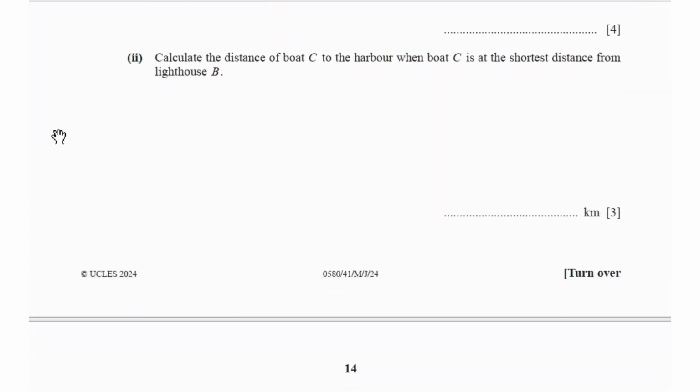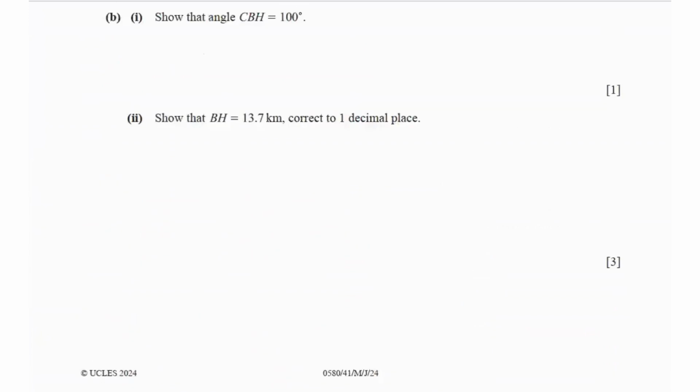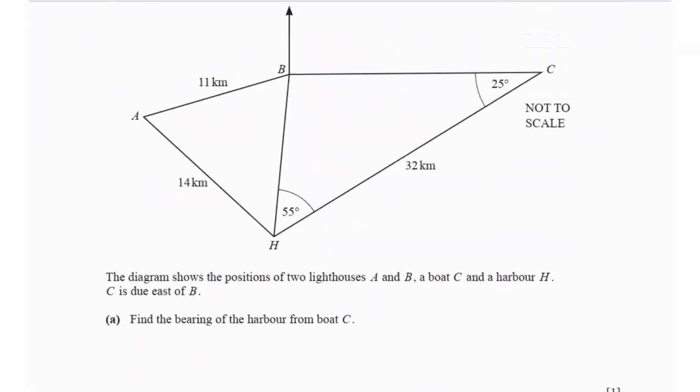Then it says calculate the distance of boat C to the harbor when boat C is at the shortest distance from lighthouse B. So that's basically this distance. Shortest distance is the perpendicular distance, always.